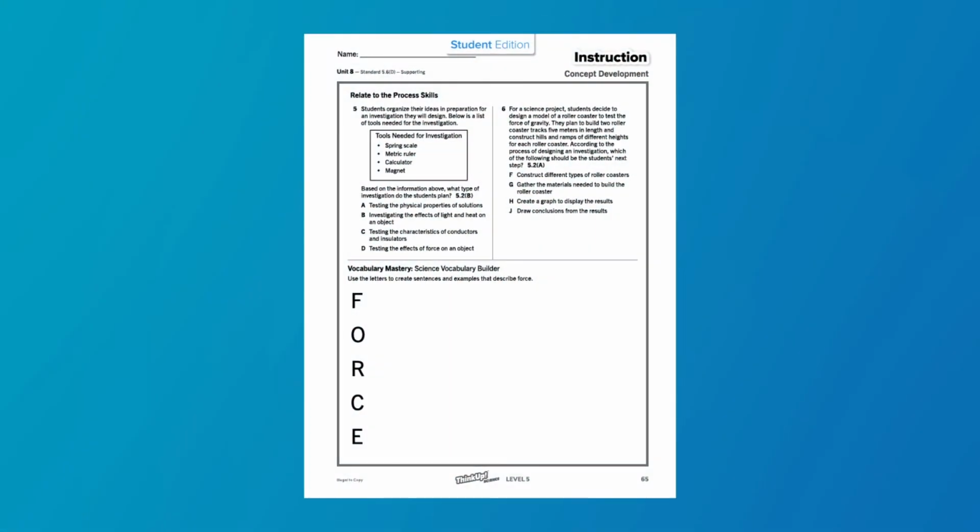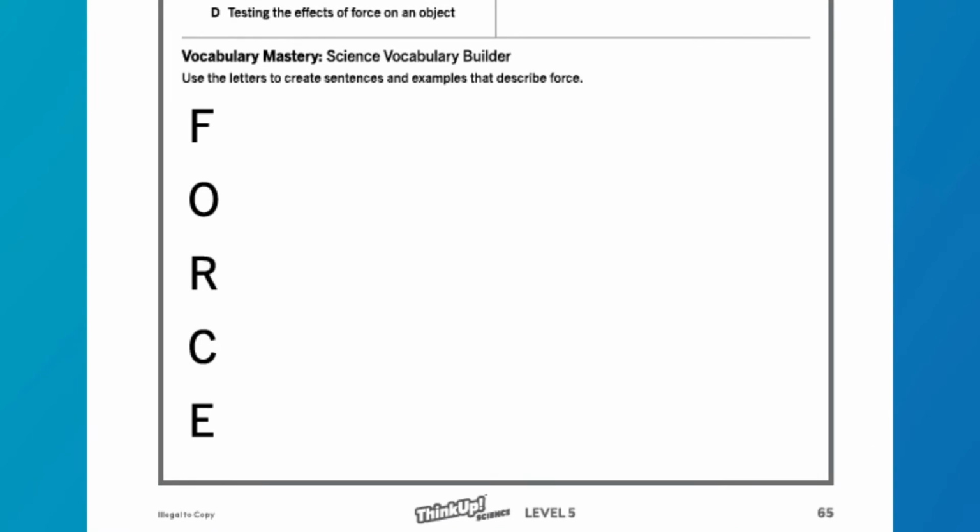An additional vocabulary practice is provided in the Student Edition as well. After concept development, you will find the Vocabulary Mastery page in the Student Edition. The activities go beyond writing down a definition. We want to challenge the students to apply their vocabulary knowledge to complete a task. In the Science Vocabulary Builder section, students have an activity they will complete. Here, students are asked to use the letters in the word force to create sentences and examples that describe the term force.